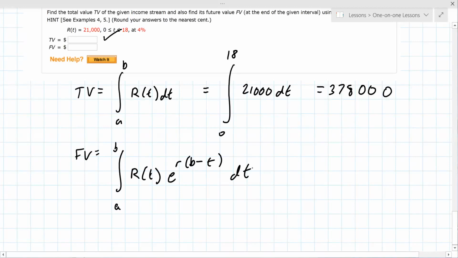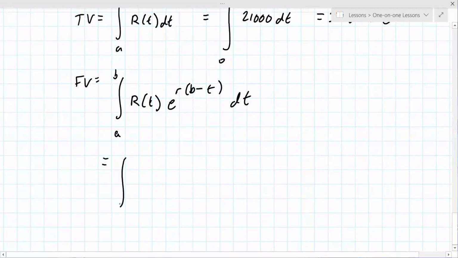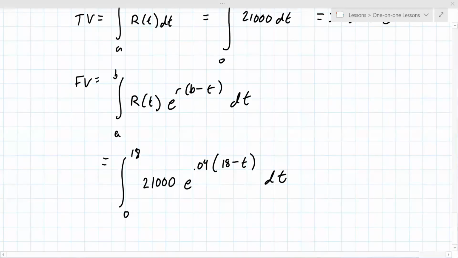So you may have seen this in class. I don't know. You said maybe you haven't covered this yet. So it's the integral from 0 to 18, 21,000. The interest rate is 4%, 0.04, and then it's 18 minus t dt. And that's definitely one you're going to want to put into a calculator. I will be doing the same here.